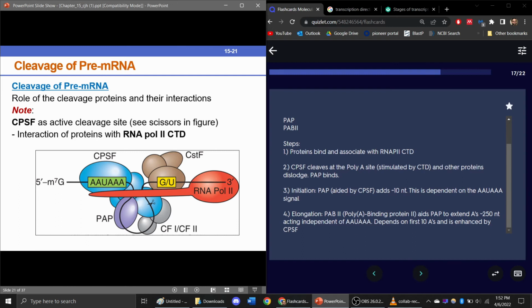So once your PAP binds, yeah, go ahead. Was there a certain order that we need to know of the factors, the cleavage factors? Yeah.